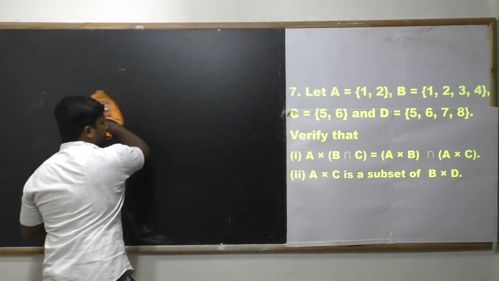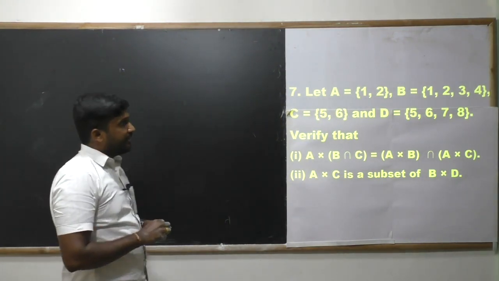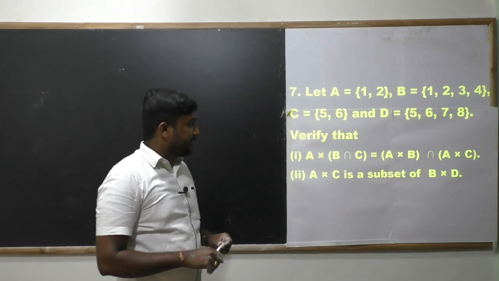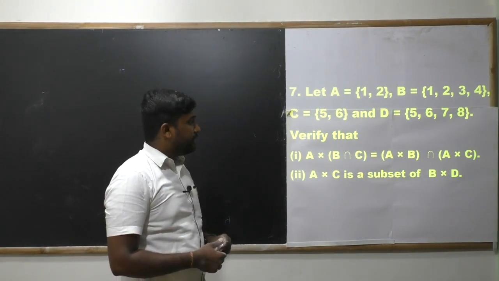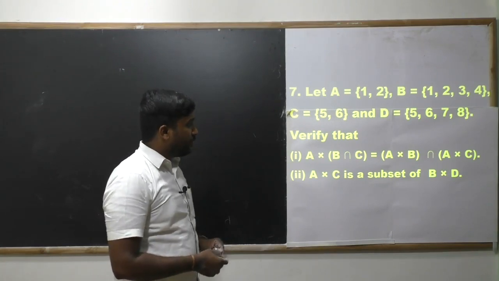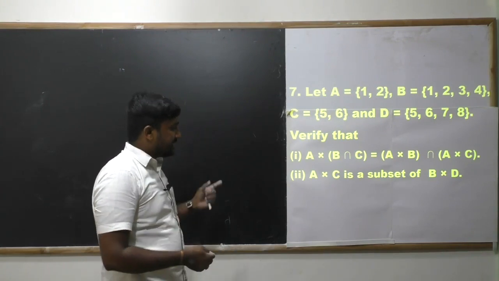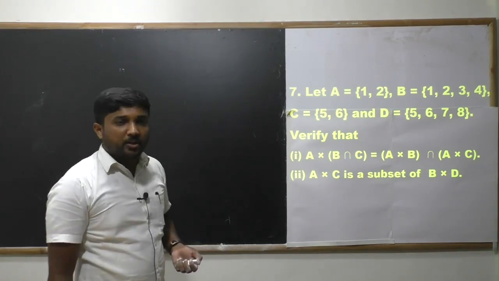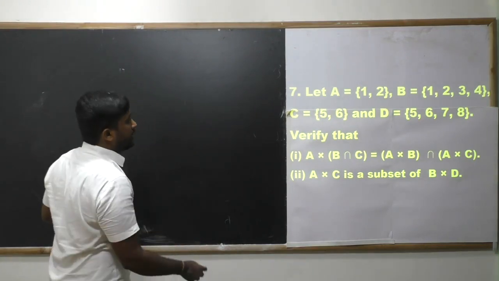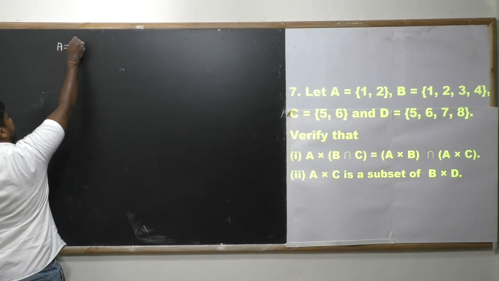Here they have given a total of 4 sets: A, B, C and D. First question, we have to verify A cross of B intersection C is equal to A cross B intersection A cross C. And the second sub question, A cross C is a subset of B cross D. Okay, first we note down the four sets A, B, C, D.